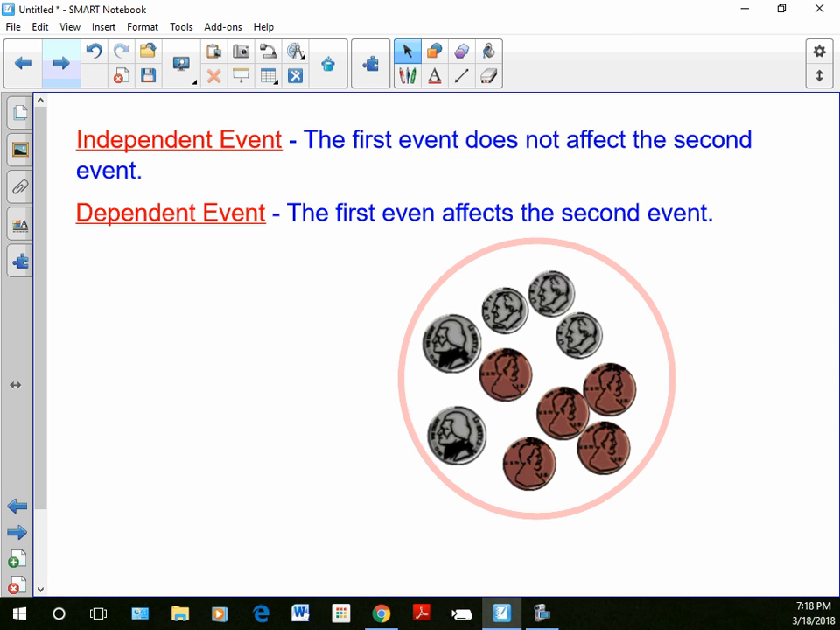A dependent event is when the first event affects the second event. Now, what do you mean by that, Mr. Rick? Well, let's take these coins in a circle.